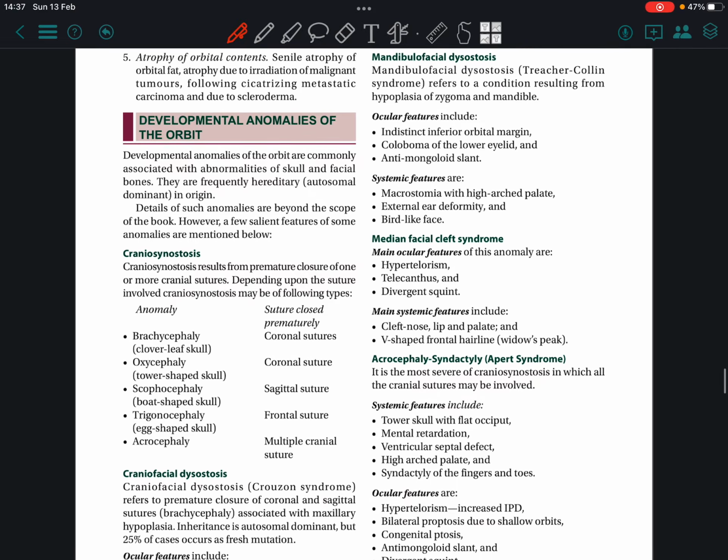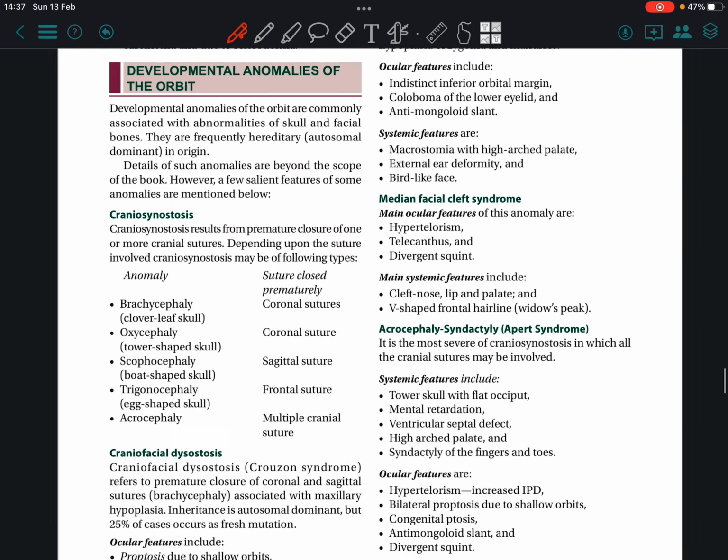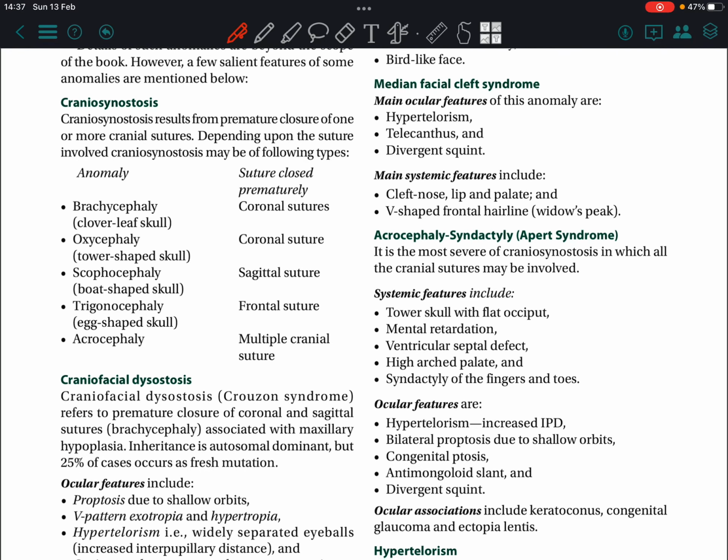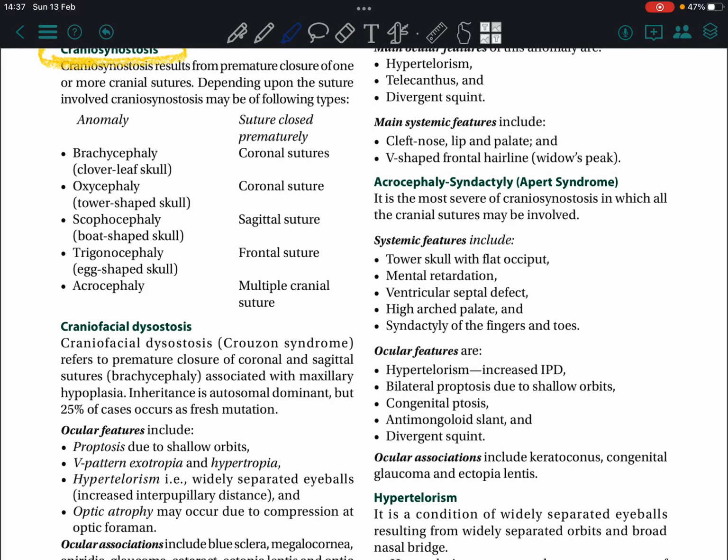Then developmental anomalies. Developmental anomalies of the orbit are commonly associated with abnormal skull and facial bones. Craniosynostosis results from premature closing of one or more cranial sutures. Brachycephaly: short skull, coronal suture closed prematurely. Oxycephaly: tower shaped skull, coronal suture. Scaphocephaly: boat shaped skull, sagittal suture. Trigonocephaly: egg shaped skull, frontal suture.